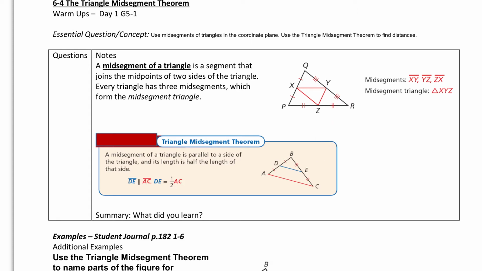So something pretty interesting happens when you do these mid-segments. This piece from X to Y will be parallel to this piece from P to R. So this mid-segment is parallel to the base of that triangle. And not only that, this mid-segment will be half the length of that base. So if this base from A to C, say, was 10, then the mid-segment, D to E, would be 5.